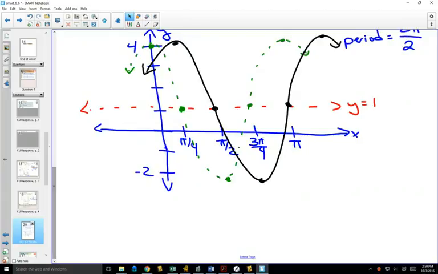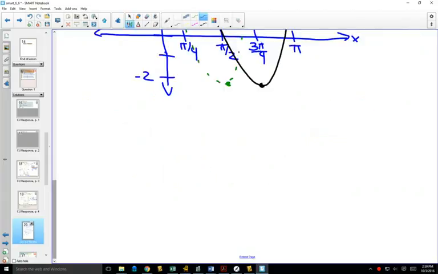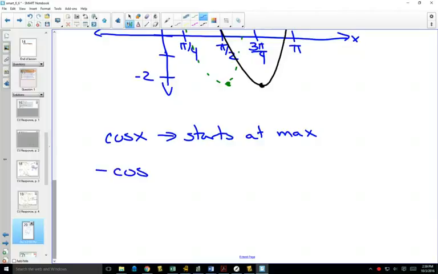So one final little note to put here at the bottom. We did a cos graph. Cos graph starts at a maximum. What would you do if there was a negative in front? That would be a flip over the x-axis, right? So if a cos graph normally starts at a maximum, if you had a negative cos graph, it would start at a minimum.